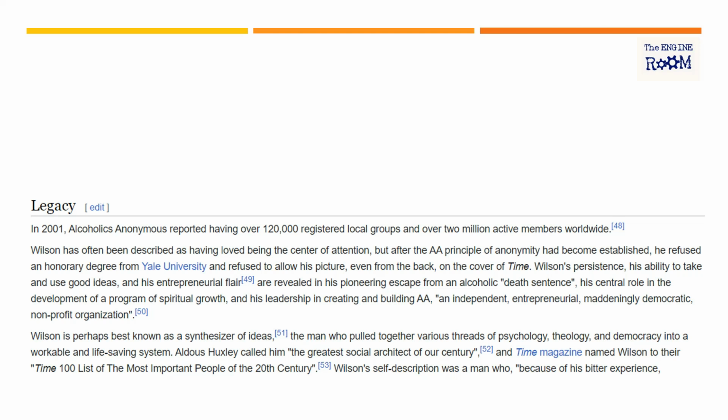Wilson's persistence, his ability to take and use good ideas, and his entrepreneurial flair are revealed in his pioneering escape from an alcoholic death sentence, in quotes, his central role in the development of a program of spiritual growth, our 12 steps, and here it comes, and his leadership in creating and building AA, an independent, entrepreneurial, maddeningly democratic non-profit organisation. So that's what AA Australia is.